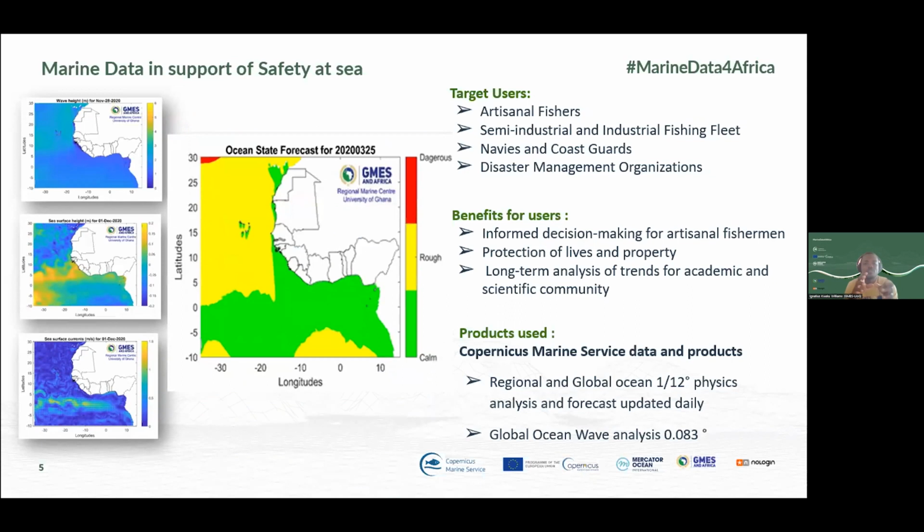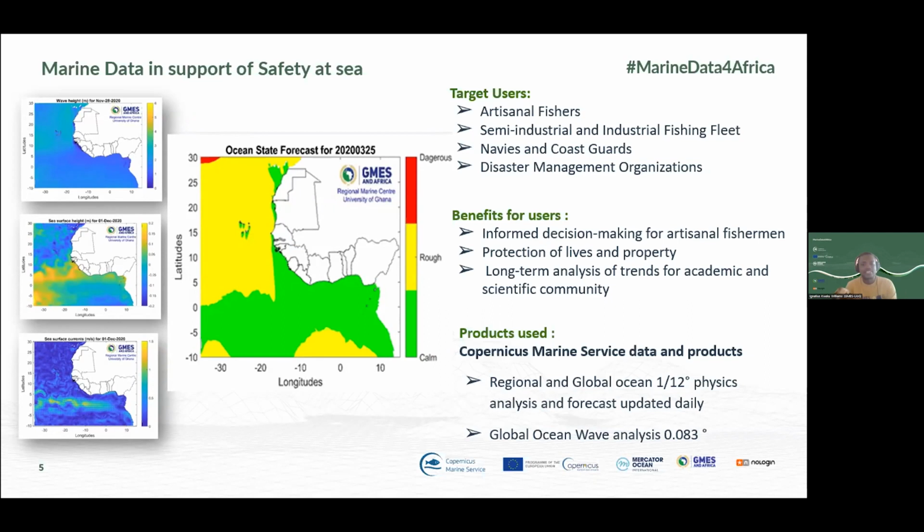This information is particularly important to artisanal fishermen, and across the length and breadth of West Africa, we also have a category of fishermen who are classified as semi-industrial. They do not really fall under the industrial fishing fleet because they have vessels smaller than the industrial fishing fleet. Also, it is particularly important to navies and coast guards and disaster management organizations to be on the lookout for such events and to also target their rescue efforts towards certain places where it would be envisaged that the state of the ocean might not necessarily be calm.